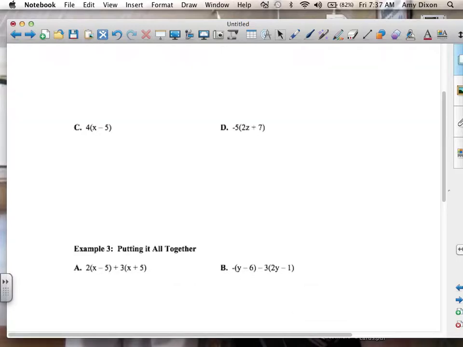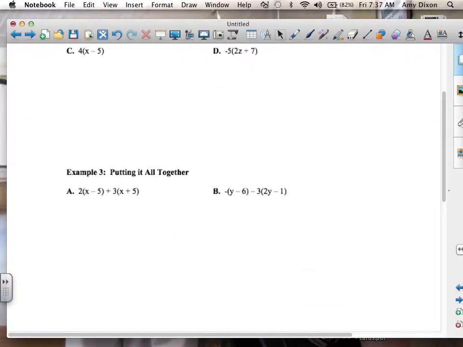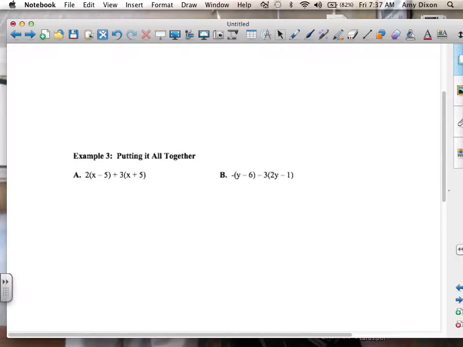Putting this all together, we're going to do the distributive property twice in one problem, and then we're going to do like we did on that first example and combine any like terms that we have. So if you look at example A, we have 2 times x minus 5 plus 3 times x plus 5. So we're going to do this twice, okay? Always keeping in mind what our sign is with that number out front. It's a positive, so that's what's going to go in the middle.